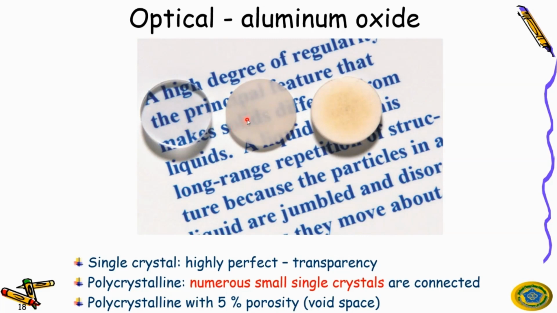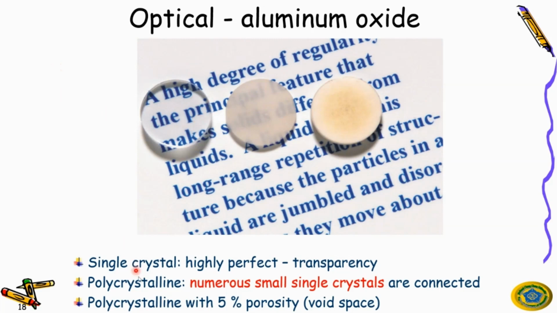This one is not very transparent. It's half transparent. As you can see, the English letters behind this object, right? And this one is absolutely opaque. So you see nothing. Okay? And they are all made of aluminum oxide.